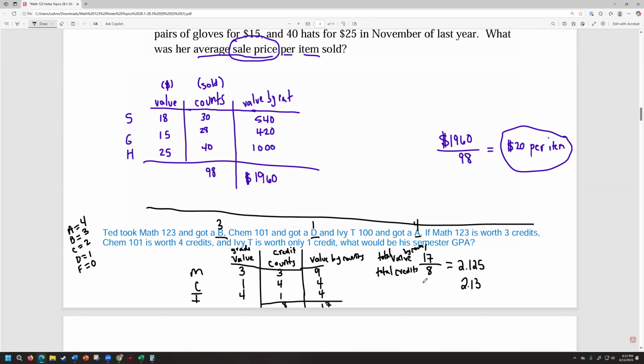Okay, so this is how GPA works. So I just want to make sure you had an example in the notes. You will have one like this in the Kahoot that you're going to do at the end.